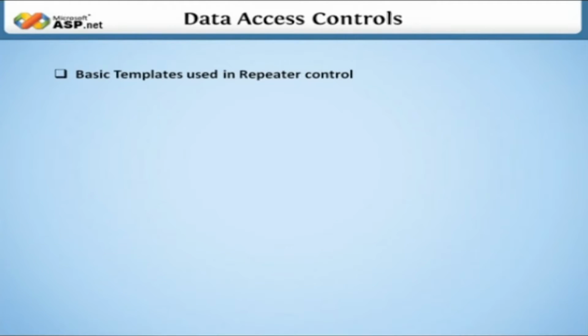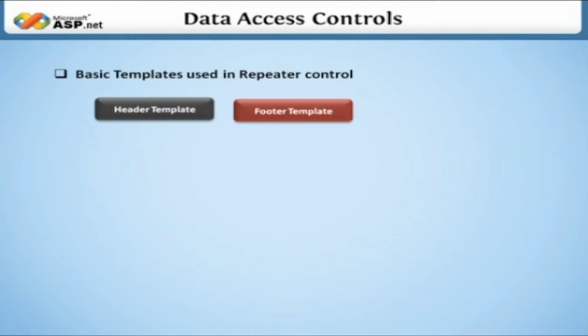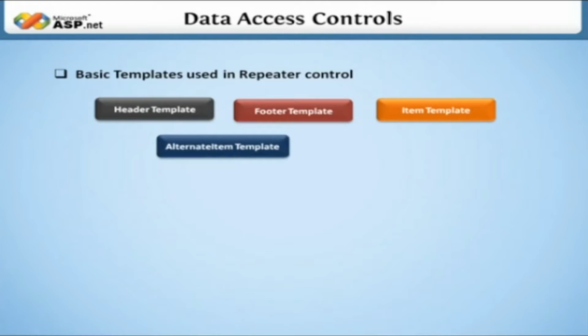Now, the basic templates used in repeater control are header template, used to create the header rows of the table data being presented by repeater control. Footer template, this is used to create the footer rows of the table data being presented by the repeater control. Item template, used for formatting the items and rows to be displayed. Alternating item template, this is used for alternating items formatting. And separator templates, use this template for elements to render between each row, such as line breaks.